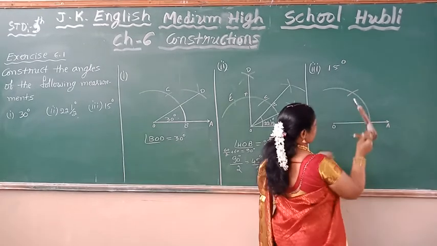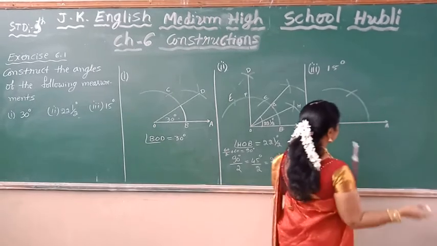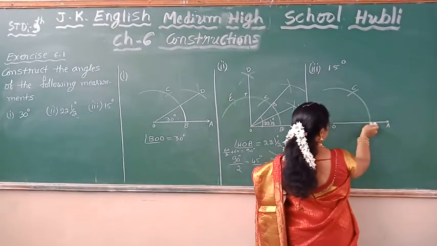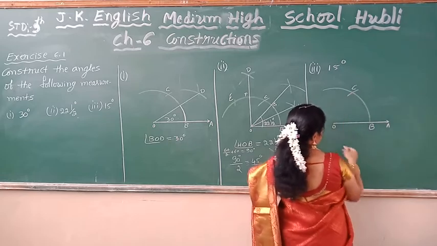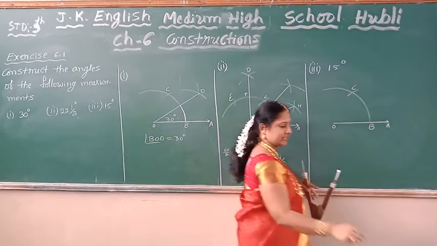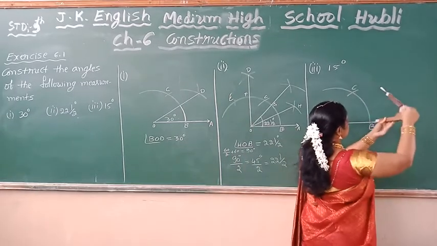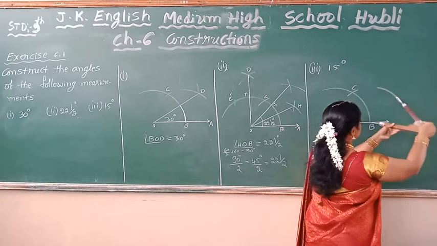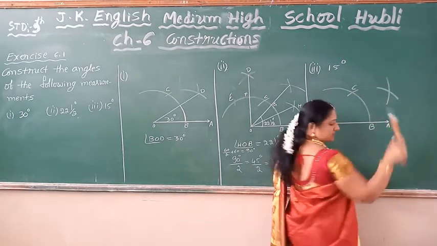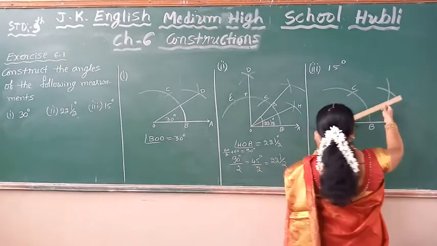I name the arc points B, C. If I bisect the arc BC, it forms an angle; this is 60 degrees. So I am bisecting the 60 degree angle now. How to bisect? I will take the same measurement, the BC measurement. Taking B as center, I will draw an arc here, and taking C as center, I will cut this arc. Okay children, now I am going to join.